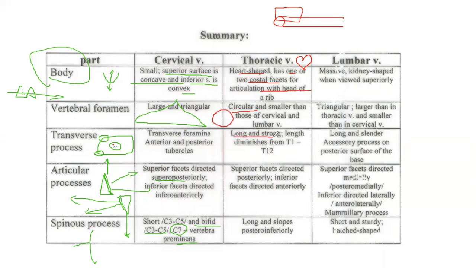Transverse process, long and strong. Length diminishes to the lower thoracic vertebrae. Articular processes, superior facets directed posteriorly, inferior facets directed anteriorly. So we've got joint between them. Spinous process, long and slopes posterior, inferior. Okay.